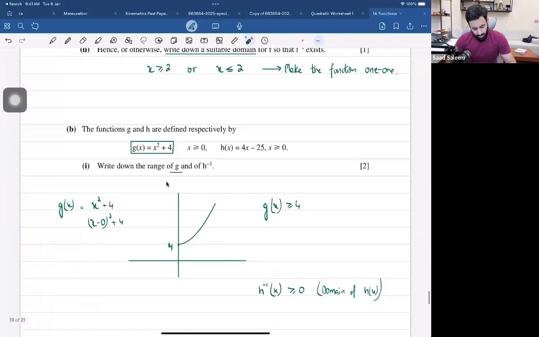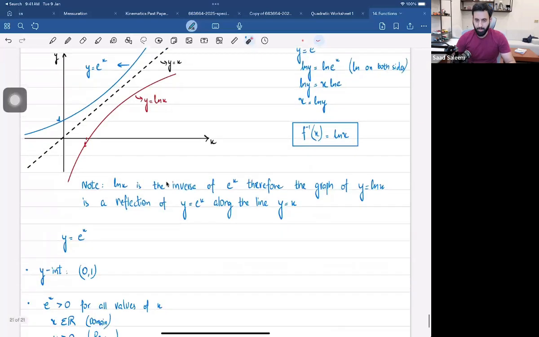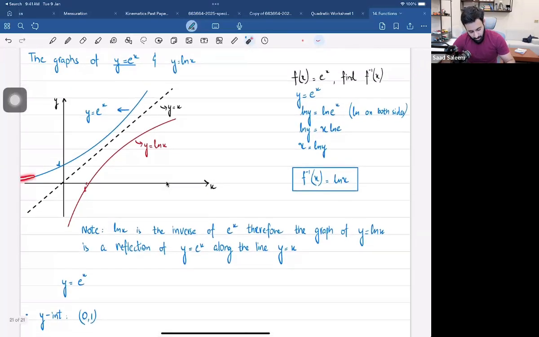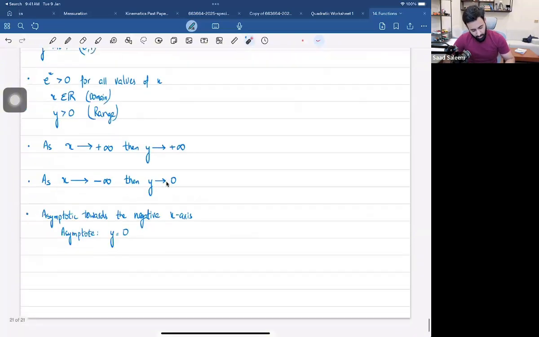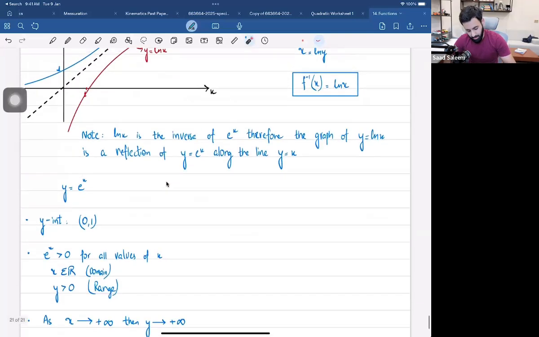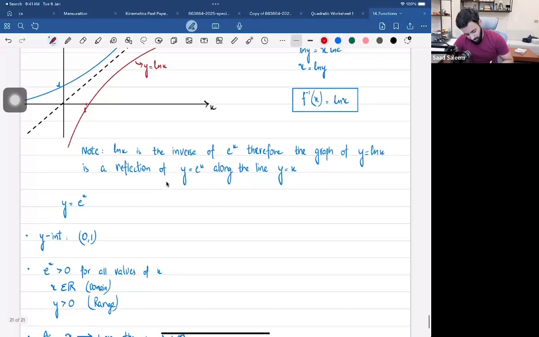So we want to find out where the graph becomes horizontal. You can see that this graph becomes almost horizontal. Now, that doesn't mean that it becomes a straight line, but the graph becomes almost horizontal as it reaches the negative x-axis. And what is the actual equation of the asymptote? It's y equals 0. So the graph is asymptotic towards the negative x-axis, and the actual equation of the asymptote is y equals 0.